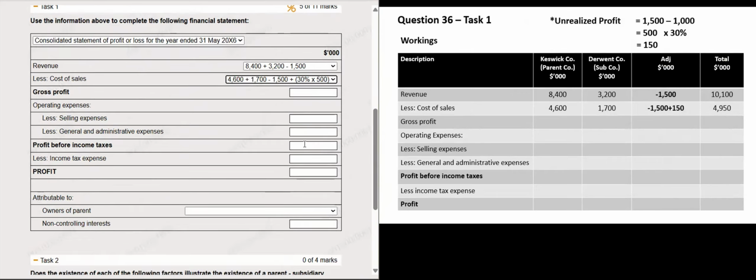The rest of the figures don't have a drop-down menu and are basically based on my earlier calculations of the amount of revenue and cost of sales. So let's first complete the workings and then fill in the pro forma answer we have been provided with. Deducting the amount of cost of sales from revenue gives us a gross profit figure of 5,150,000. As can be seen from the question, there are no other adjustments apart from the intragroup trading adjustment that we have already processed. So what remains is a line-by-line addition of the figures of both the companies.